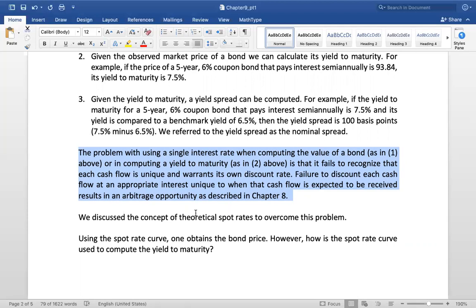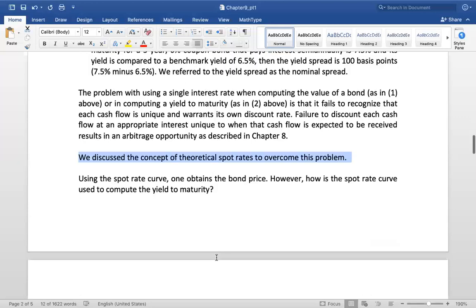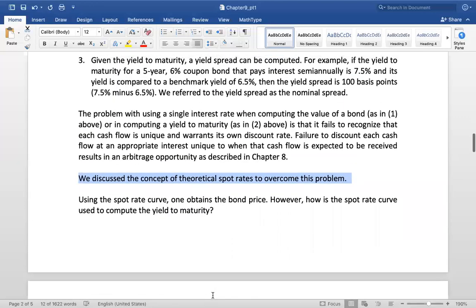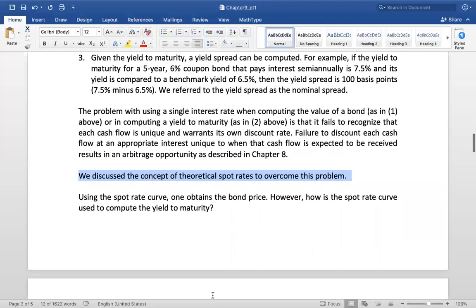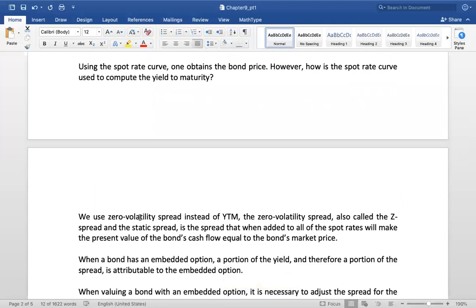We discussed the concept of theoretical spot rates. The reason is that, as I just explained, there will be an arbitrage opportunity if we do not use the theoretical spot rates. Using the spot rate curve, one obtains the bond price. However, is the spot rate curve used to compute the yield to maturity? So how can we price the bond, but how do we calculate the yield to maturity then? The answer is we use the zero volatility spread instead of YTM. Remember, we have discussed the zero volatility spread, also called Z spread, and the static spread is the spread when, so this is very important.